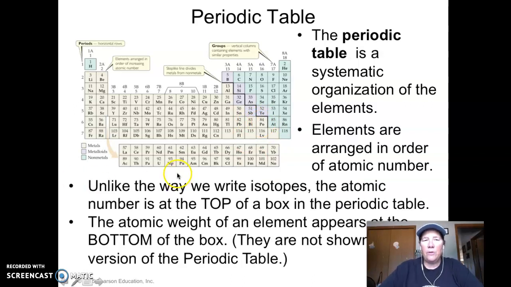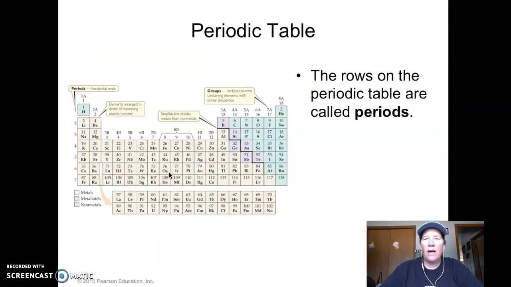Okay? And the reason why, when you write out the symbol, you write the symbol and you write the mass on top and the atomic number on the bottom, on the periodic table it's opposite. They have the atomic number on top, then the symbol, and on this one they don't have the mass because it's pretty tiny, but the mass would be underneath. Okay? So the weight of the element appears, and it's not on this version, but on the one I just showed you, it is. Okay? When you look at a periodic table, if you go across, there are 7 rows. These 2 rows right here actually fit in here.